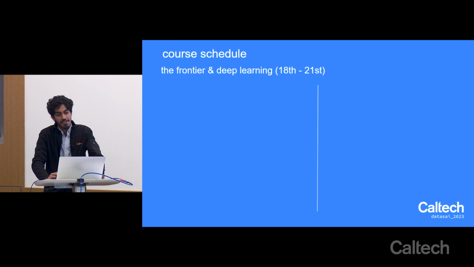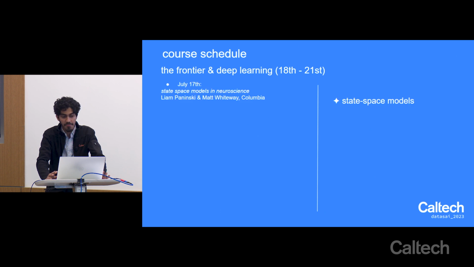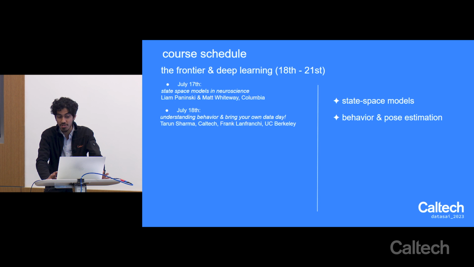For our second week, we're going to call this sort of the frontier, and we're going to have more deep learning influenced content. So we're going to start this off with Liam Paninski and Matt Whiteway talking about state space models in neuroscience. It's a pretty broad word, but they're going to cover everything from variations of hidden Markov models to more recent nonlinear encoding models. They'll have Tarun Sharma talk about pose estimation and behavior analysis.